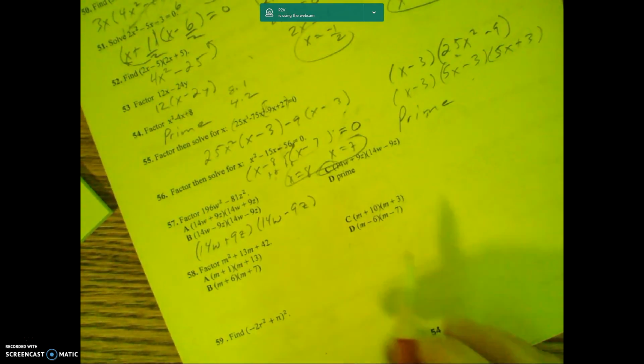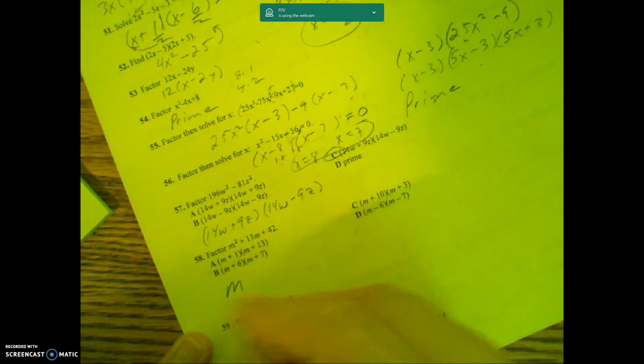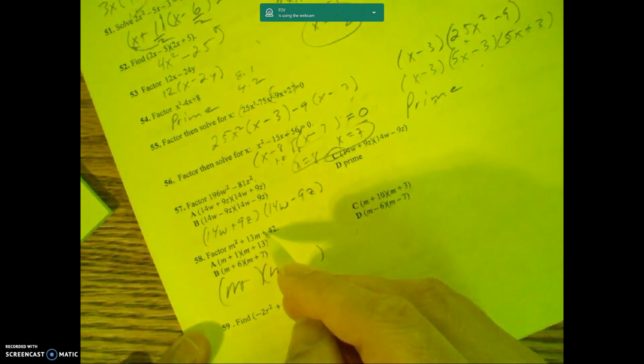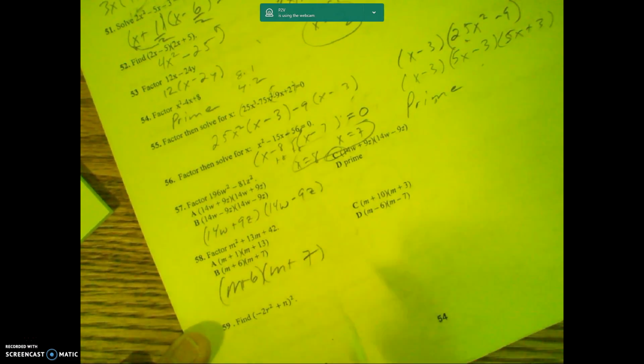And then the last one, factoring. Factors of 42 that add to give me 13. Oh, I got another one down there too. M plus, M plus. Factors of 42 that add to give me, we already had this one, 13. That's 6 and 7. So we are done there.